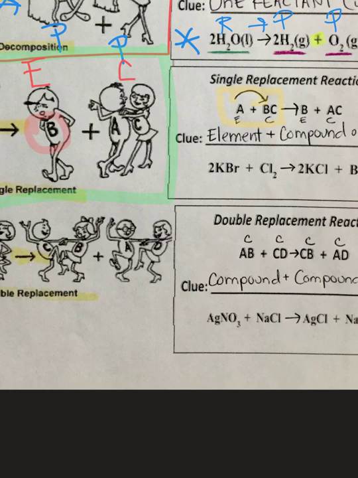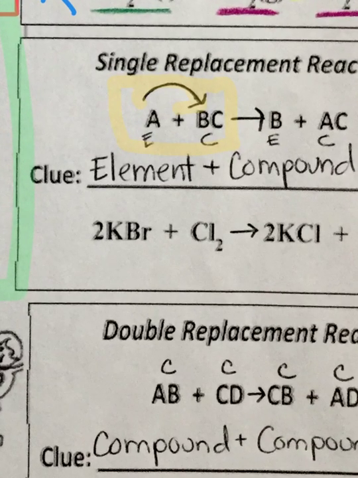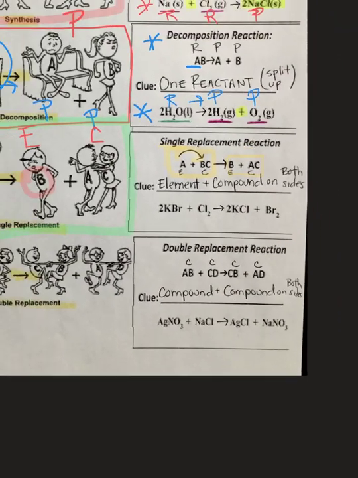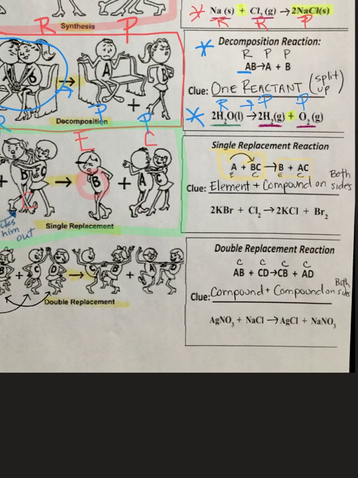Originally, the reactant started with B was with C, but if you look over on the product side, now A is with C. Okay, single replacement is one element. That's why it's called single, because it's just one element replacing another. And the clue for this is going to be an element and a compound on both sides. This is the only one where you will have an element and a compound on both sides of the arrow.